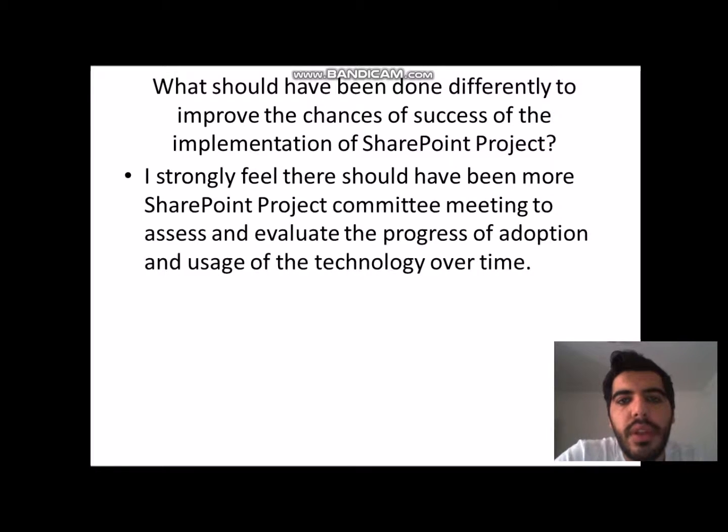What should have been done differently to improve the chances of success of the implementation of the SharePoint project? I strongly feel there should have been more SharePoint project committee meetings to assess and evaluate the progress of adoption and usage of the technology over time. Assessing the usage quarterly or semi-quarterly would have yielded better results.